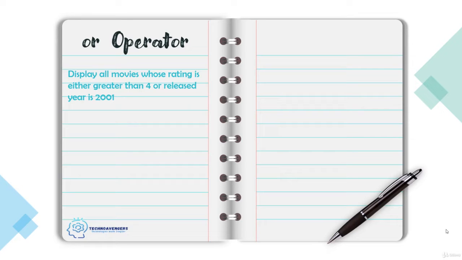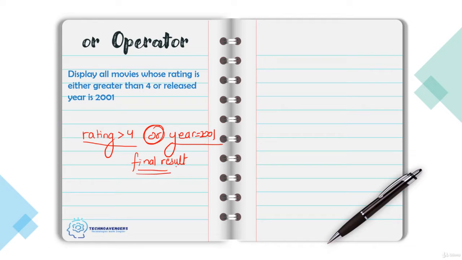Welcome back. In this lecture, we are going to see the logical OR and AND operator. How can we use that in MongoDB shell commands? So let's say I wanted to display all the movies whose rating is either greater than or equal to 4 or the year is equal to 2001. So I wanted to use these two conditions with an OR clause, meaning any document matching either of these conditions should appear in my final result.